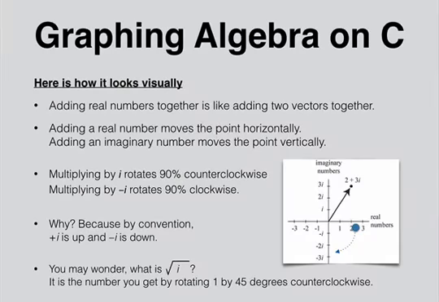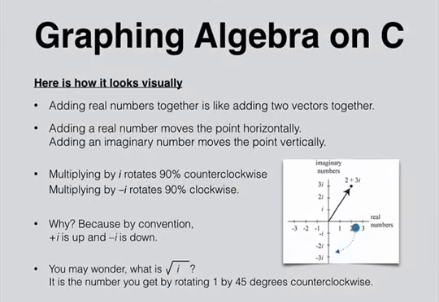And i to the 4th power is also 1. So this algebra can be represented like this. Multiplying by real numbers stretches the arrow, or flips it if it's negative numbers. And multiplying by imaginary numbers, purely imaginary with no real part, is rotating.